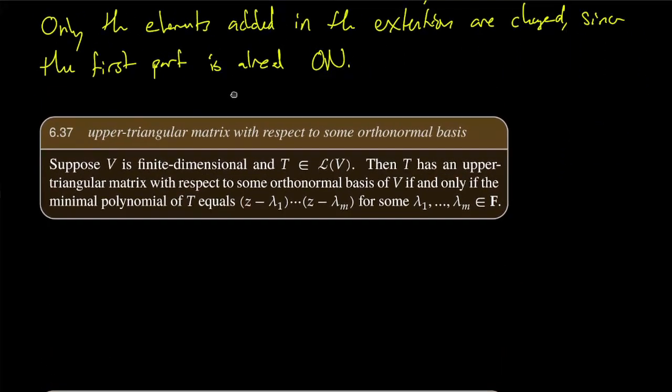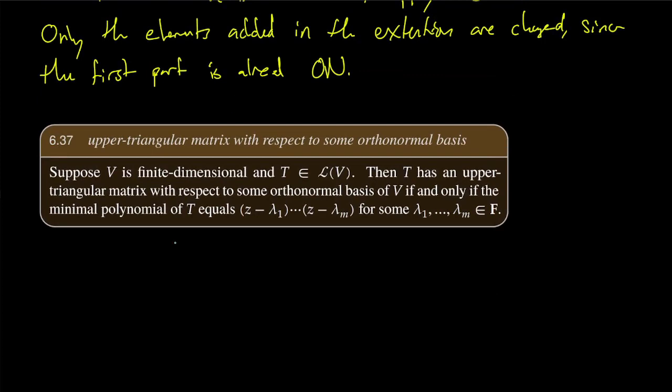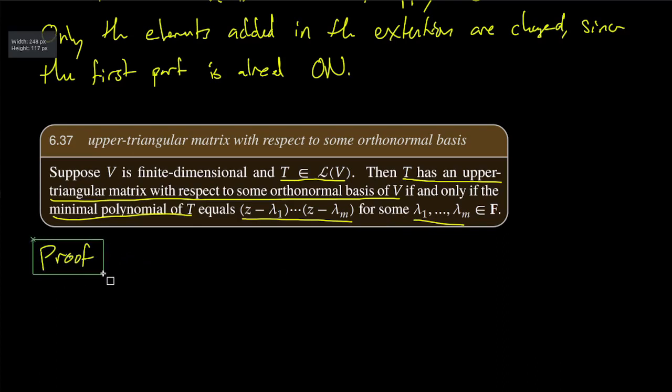And this gives us something that maybe seems a little bit out of left field. It says, hey, if you have an operator T on a finite dimensional vector space, then T has an upper triangular matrix with respect to some orthonormal basis of V if and only if the minimal polynomial of T is (z - lambda 1) through (z - lambda m) for some lambda 1 through lambda m in the field. Okay, we'll have to go back to something we've said before, but this isn't too bad.